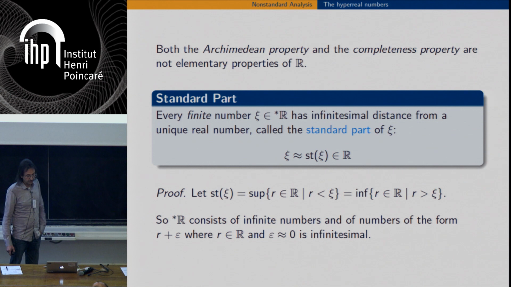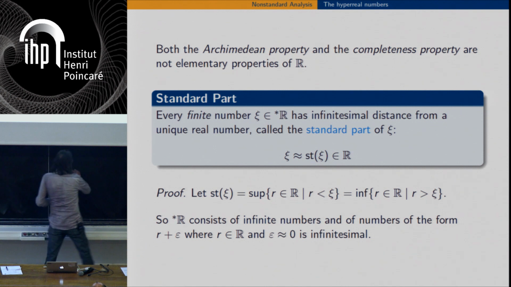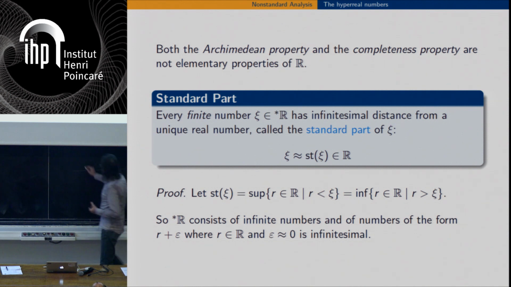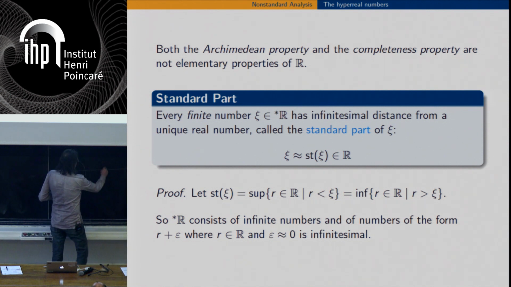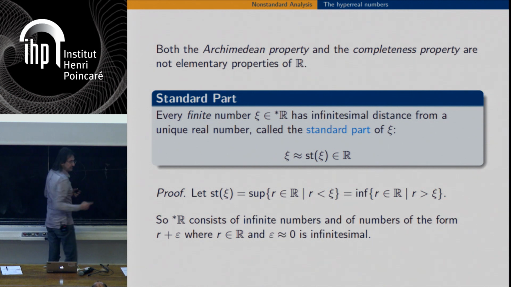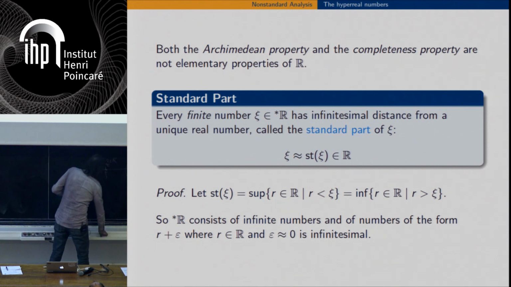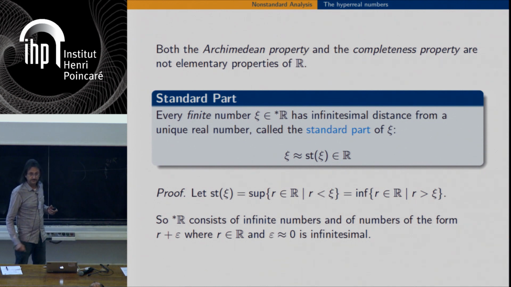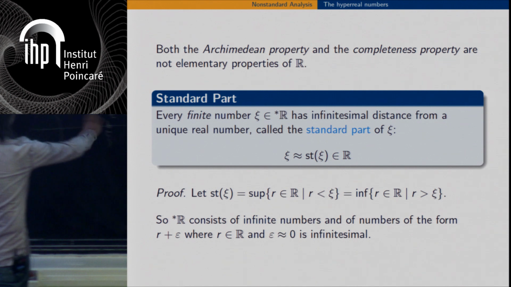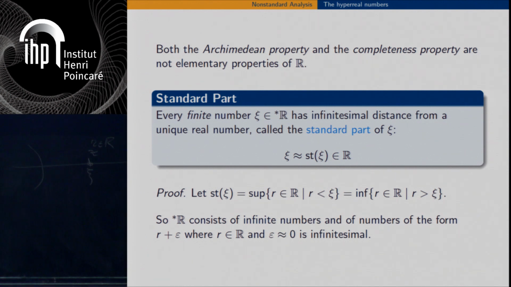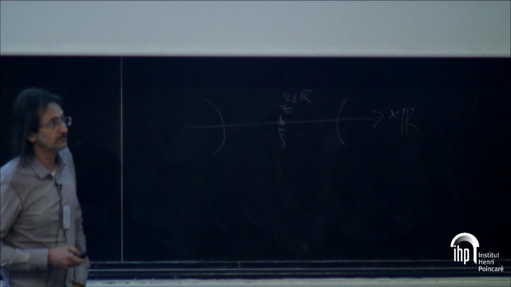And a fundamental property we have on the hyperreal line is this: you will have the positive infinite numbers and the negative infinite numbers. The other numbers are called finite, and each of them is infinitely close, meaning that the distance is infinitesimal, to a unique real number. And that is called the standard part. So each finite number is infinitely close to one single real number, called the standard part.